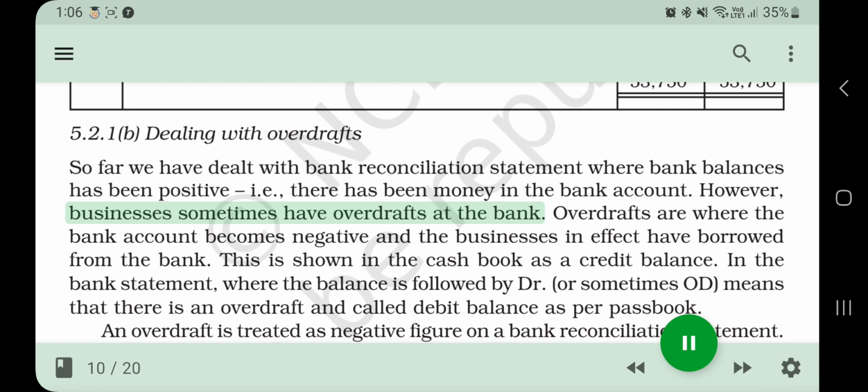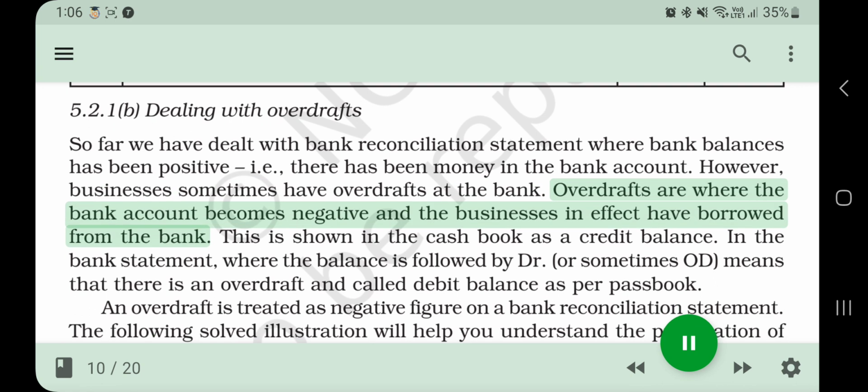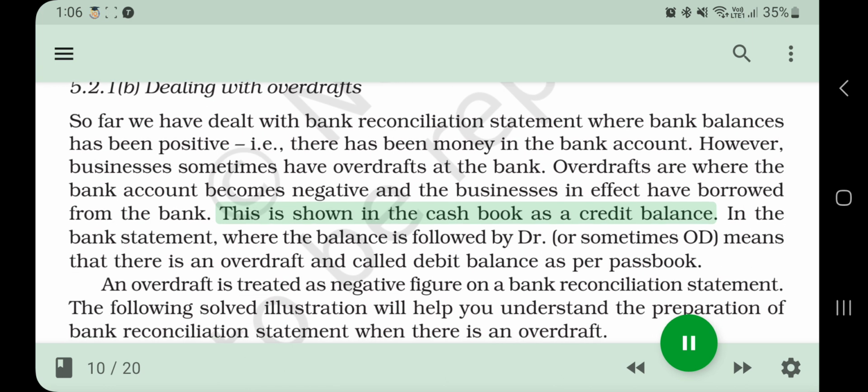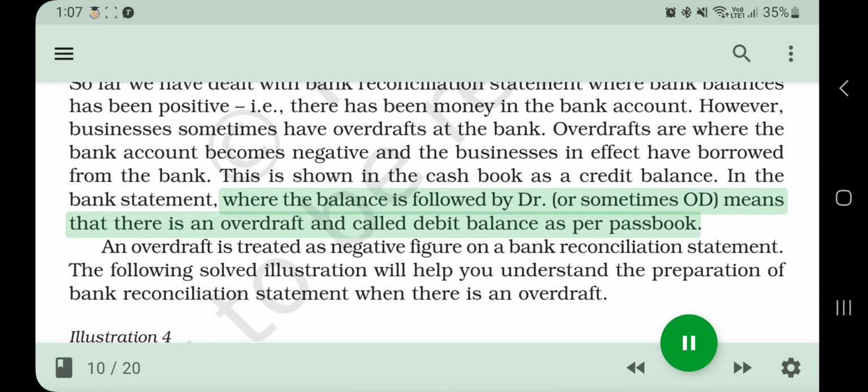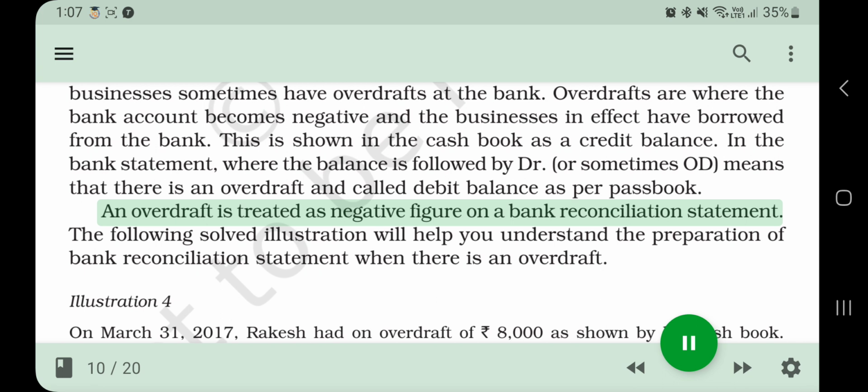However, businesses sometimes have overdrafts at the bank. Overdrafts are where the bank account becomes negative and the businesses in effect have borrowed from the bank. This is shown in the cash book as a credit balance. In the bank statement, where the balance is followed by Dr, or sometimes 'owed', it means that there is an overdraft, and it is called a debit balance as per passbook. An overdraft is treated as a negative figure on a bank reconciliation statement.